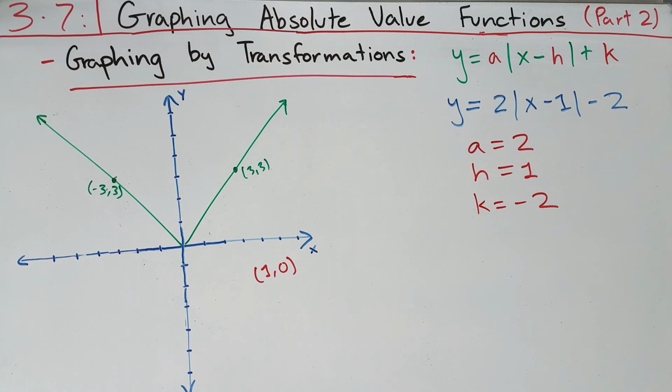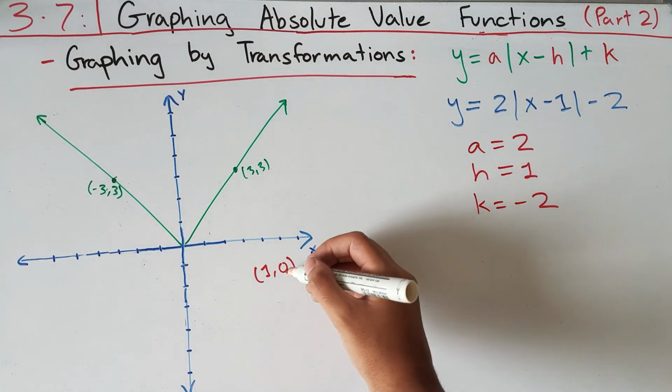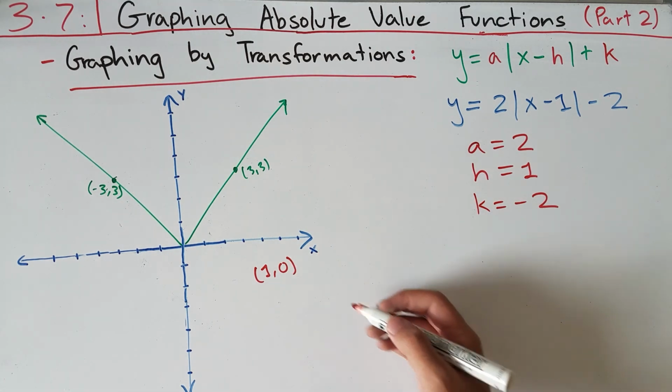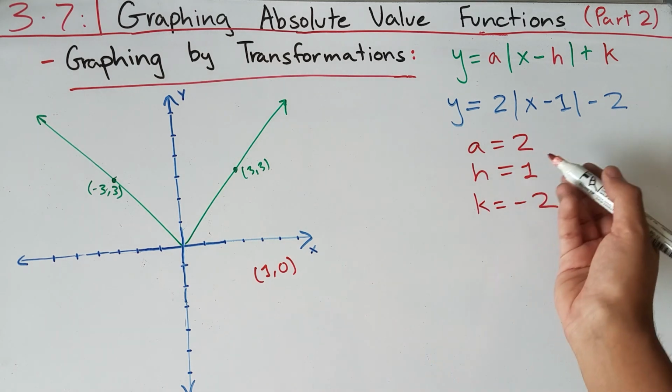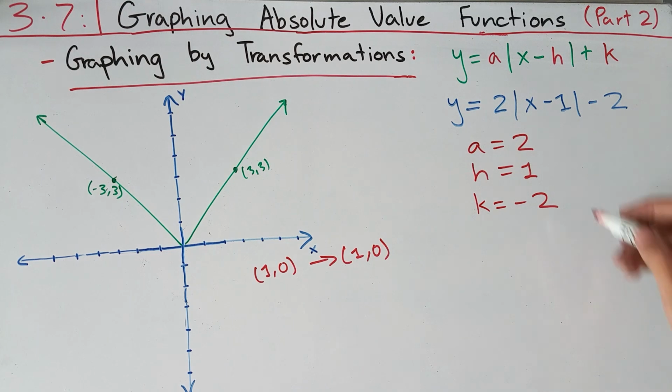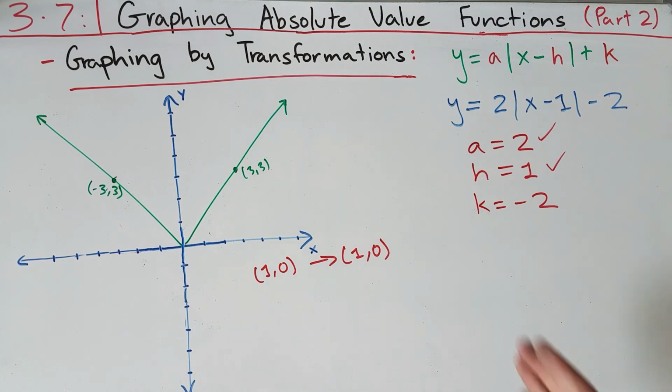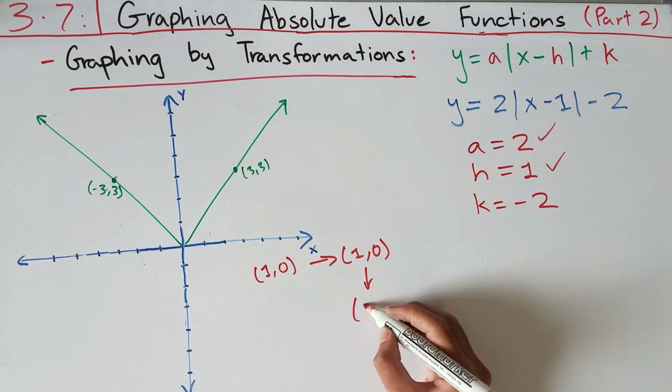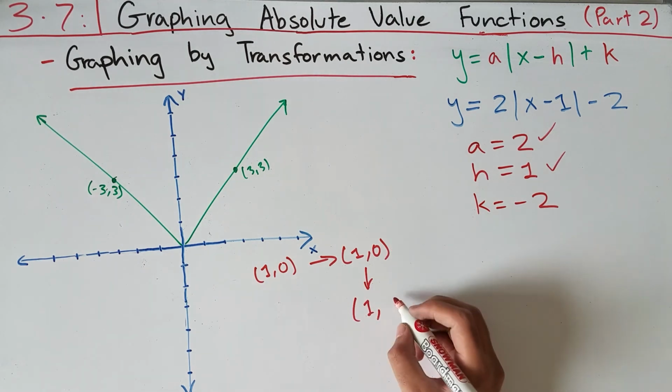We know that when we do vertical stretches, we multiply to the y value. However, in this case, our y value is 0. So when we multiply 2 with 0, our point will still equal 1, 0. Finally, we have checked these two off, and we have the k value equaling negative 2. So this tells us that we're shifting the function downwards by a value of 2. So finally the point will change to 1, 0 minus 2, which is negative 2.